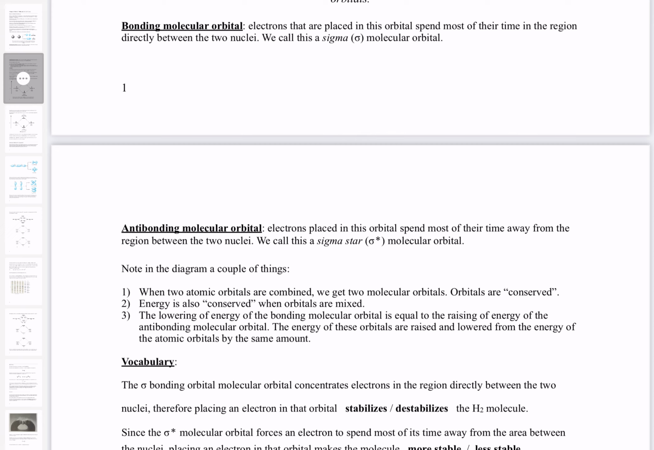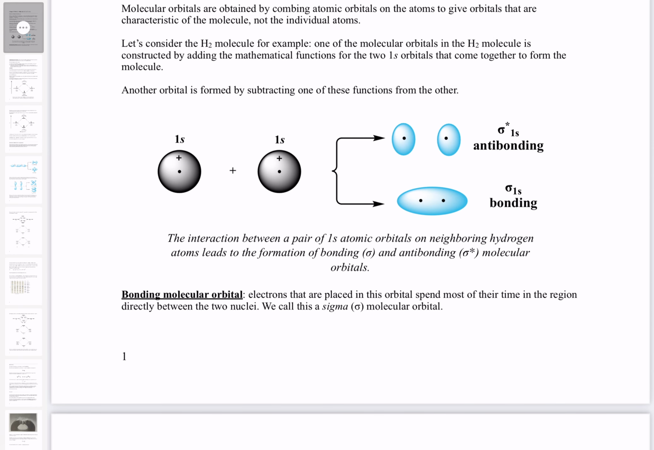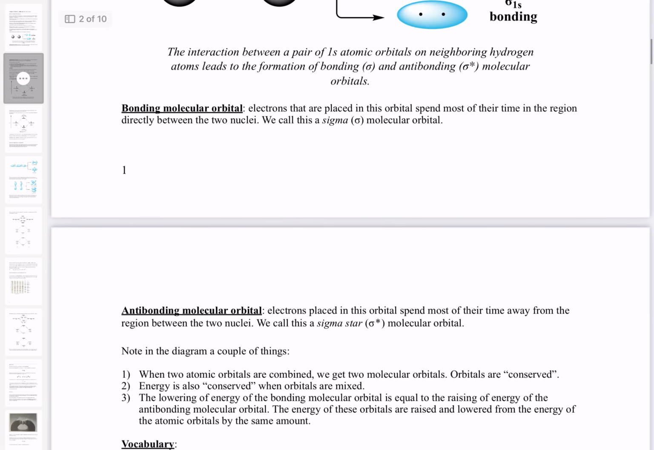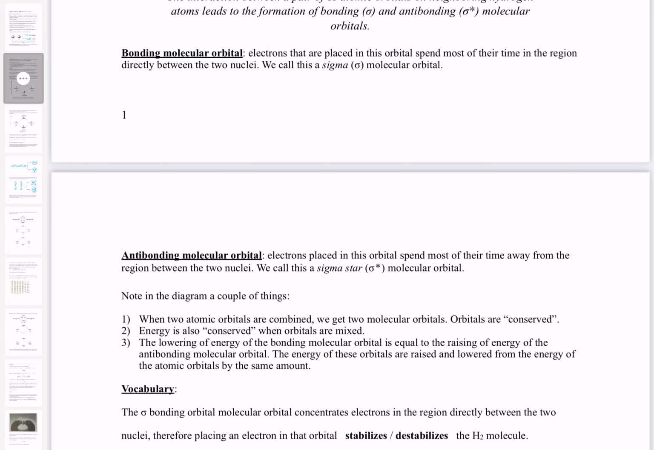So a couple things to note. When two atomic orbitals are combined, we get two molecular orbitals. Orbitals are conserved. Energy is also conserved because you have an orbital of lower energy, then you have an orbital of higher energy. And when they combine energies, you get back to your starting point, which is the two nuclei at the center there and the black and white spheres. So the lowering of energy of the bonding molecular orbital is typically equal to the raising of the energy of the anti-bonding molecular orbital. So we say the energies of these orbitals are raised and lowered from the energy of the isolated atomic orbitals by the same amount. So there's an equal contribution there. So it's always equal to 0.